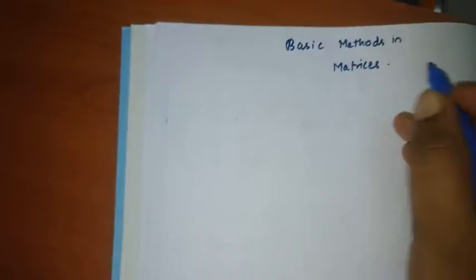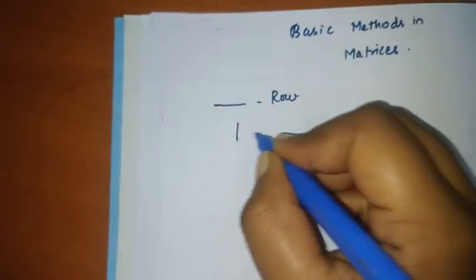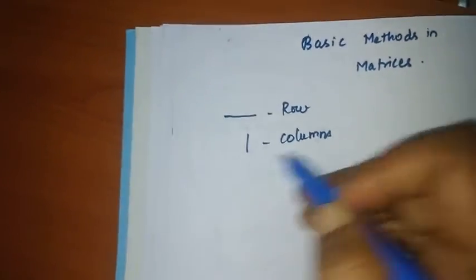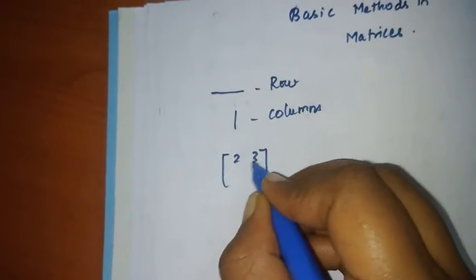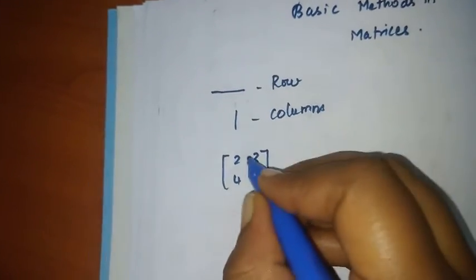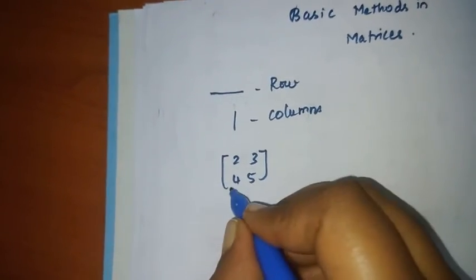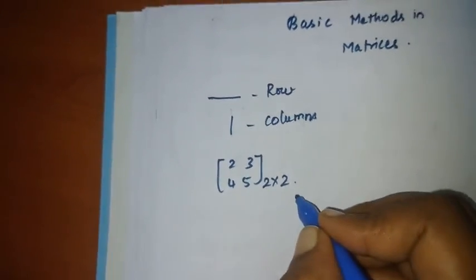Hi students, in this video I will clarify the basic methods in matrices. We know in matrices, a horizontal line is denoted as a row, and a vertical line is denoted as a column. If it is 2, 3, 4, 5, what is the order of the matrix? As I told earlier, the order of a matrix means we count the rows and columns. See, this is the first row, second row, first column, second column. So the order of the matrix is 2 cross 2.